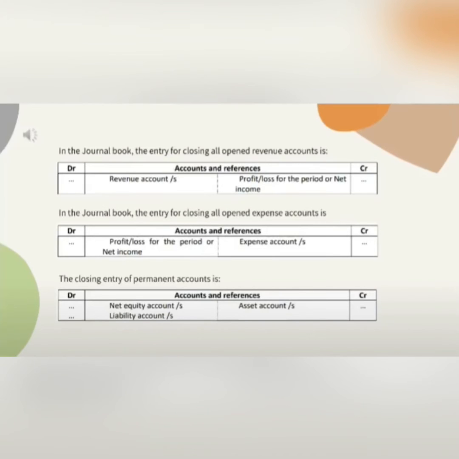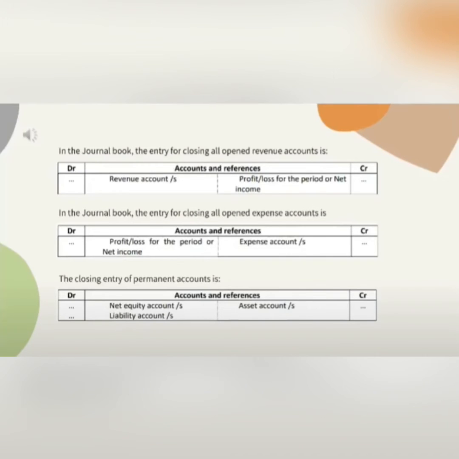This transfer is accomplished by a journal entry debiting the revenue account in an amount equal to its credit balance, with an offsetting credit to the profit or loss for the period account. The debit portion of this closing entry returns the balance of the revenue account to zero, and the credit portion transfers the former balance of the revenue account to the profit or loss for the period account.